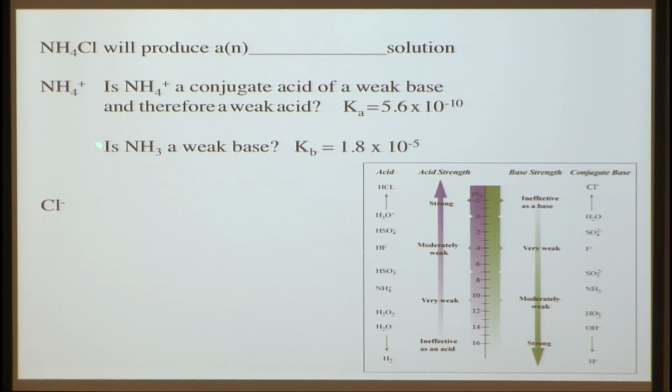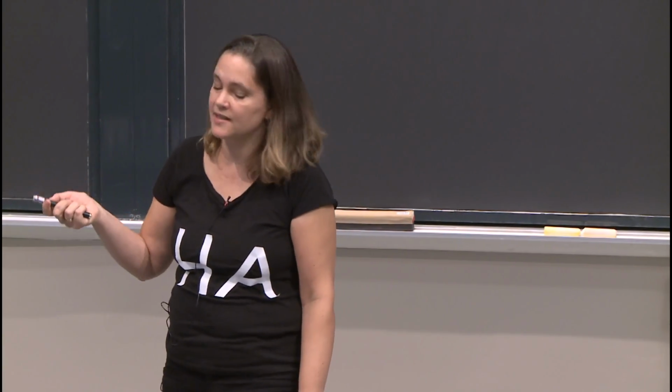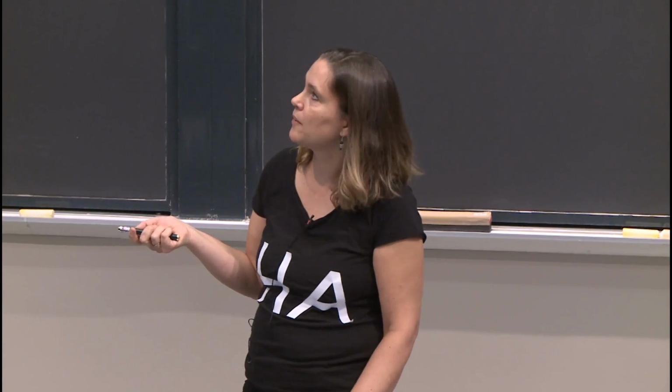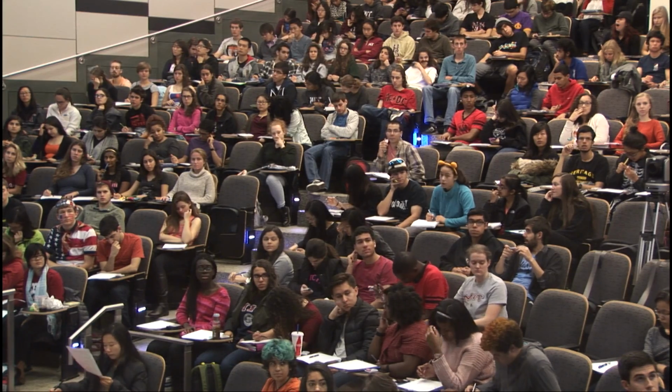You could also ask about the weak base that it came from. Its conjugate base in this case is NH3, and ask if that's a weak base. So if you have an acid here, you can think about what the base would be by removing H+. If you remove H+ from NH4+, you get NH3. And you can say, is NH3 a weak base? And look up a Kb. In this case, it's 1.8 times 10 to the minus 5. So what do you think? Is this a weak base? And is this a weak acid with those numbers?